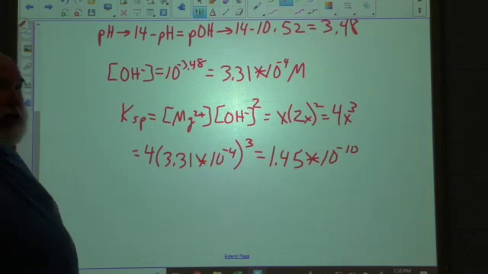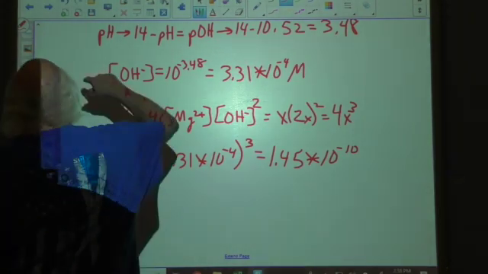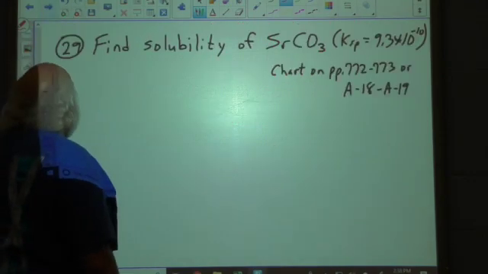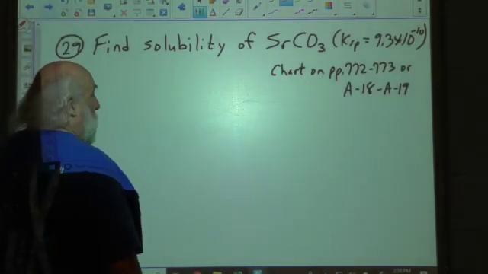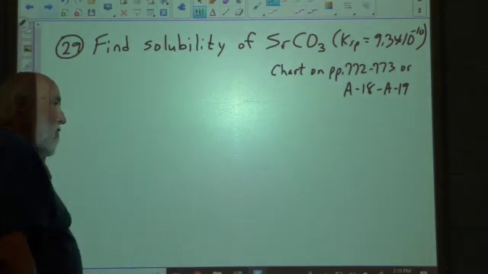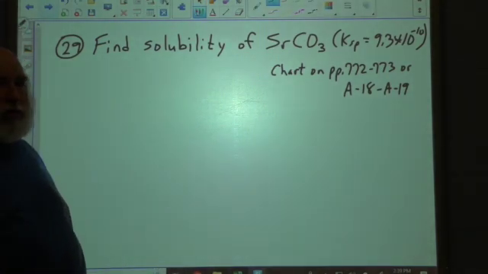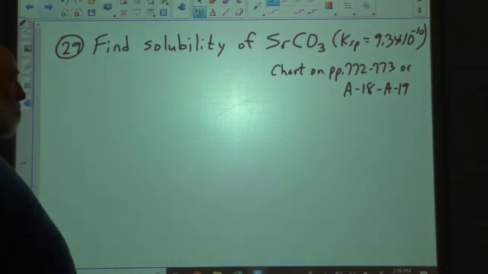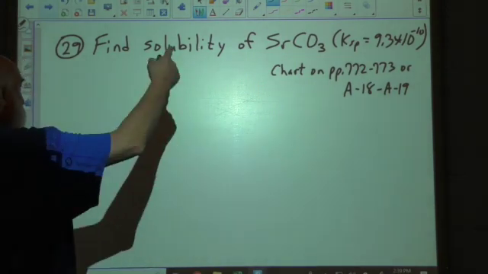And we can use Ksp and work backwards and find out what the solubility is. So that's what the next problem is going to be about. Find the solubility of strontium carbonate. And when they say solubility, if they don't say otherwise, you can assume it to be moles per liter, or capital M. So that really makes life a lot simpler. So let's do this one real quick.